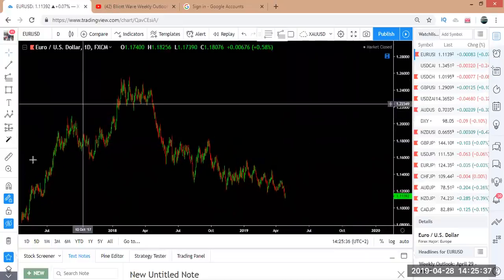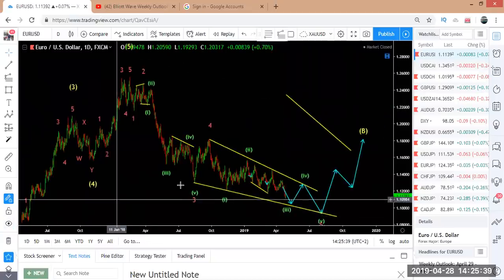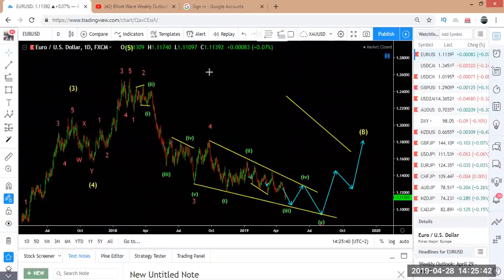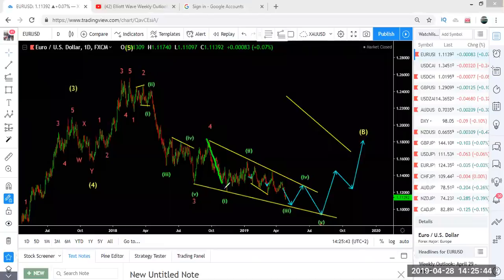I'm going to switch on the labeling so I don't have to repeat it. We said we're looking for the last piece to be an ending diagonal. 1, 2, 3, 4, 5. We started looking at this structure from when it was here. 2 weeks back, we had this corrective structure. We wanted it to push down to the lower boundary of the diagonal. Okay, now we're going to look at the 4 hour.